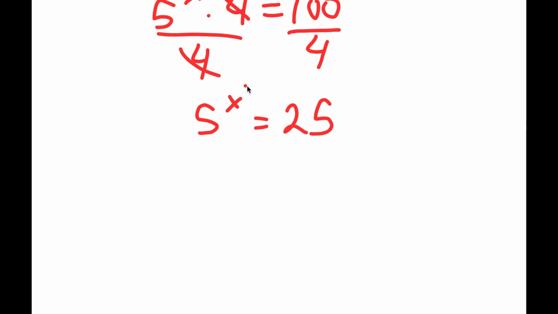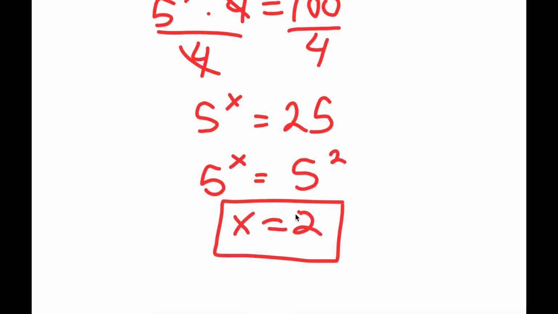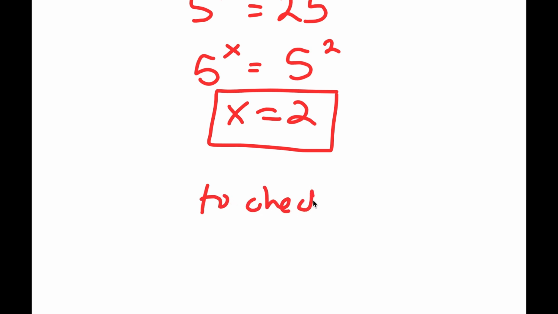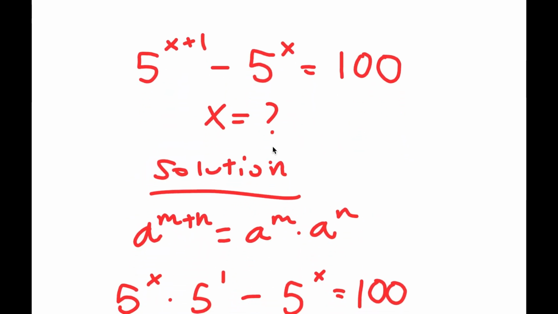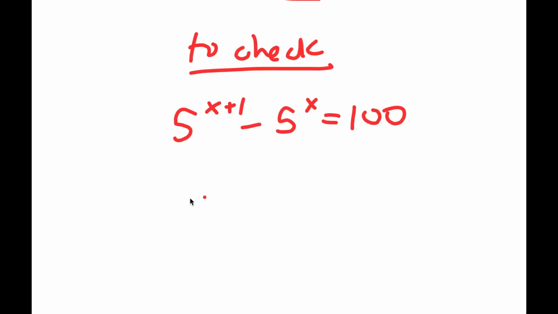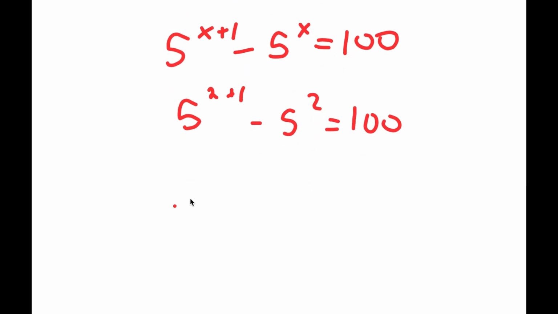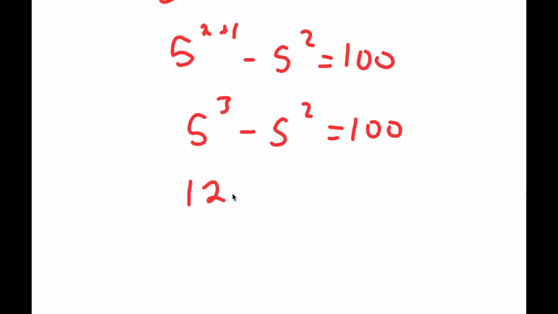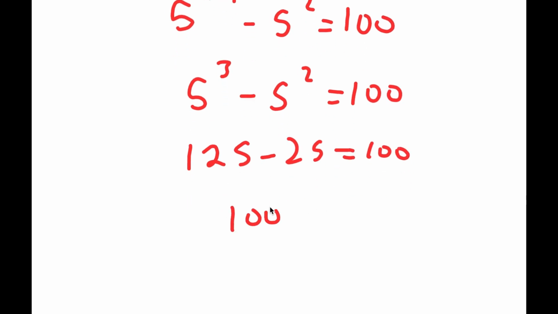And 25, this is the same thing as 5 squared. So I have 5 to the power of x is equal to 5 squared, meaning x is equal to 2. So now to check, my original equation was 5 to the power of x plus 1 minus 5 to the power of x equals 100. And x equals 2. So I have 5 to the power of 2 plus 1 minus 5 to the power of 2 is equal to 100. 5 to the power of 2 plus 1, that's 5 to the power of 3 minus 5 squared is equal to 100. 5 to the power of 3 is 125 minus 25 is equal to 100. And this is 100 is equal to 100.